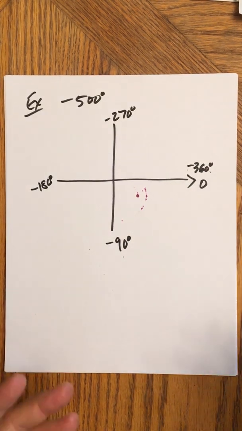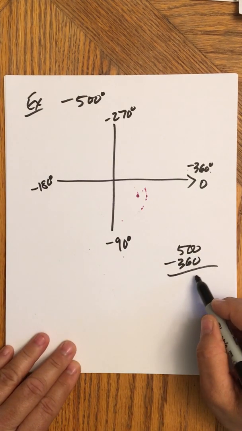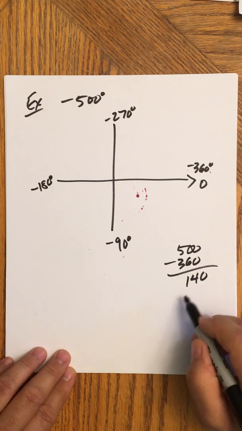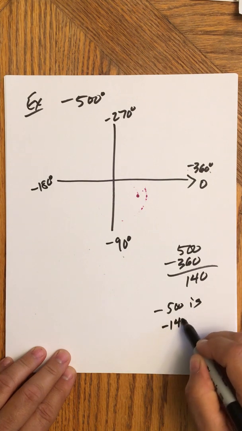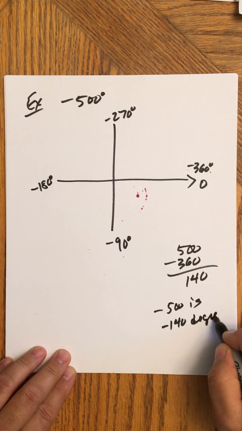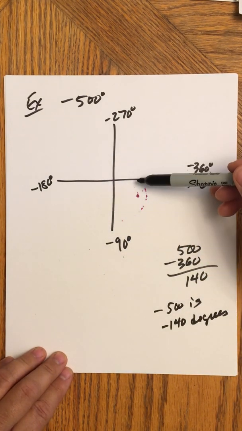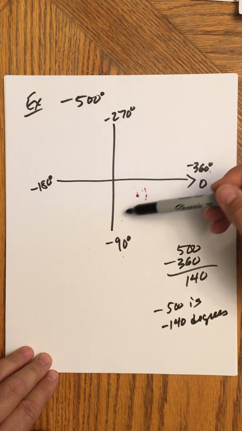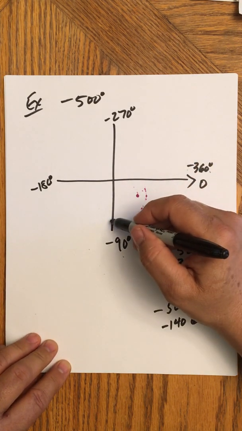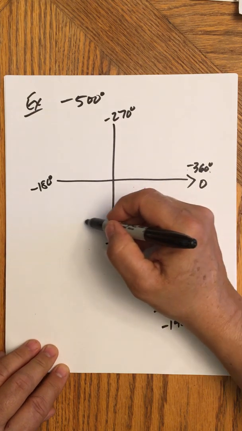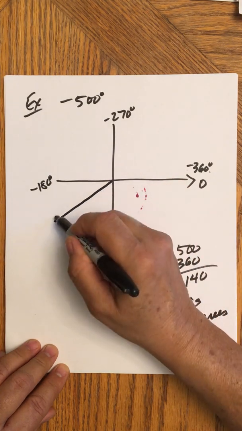You could work with the positives and then know that they're negative. What's 500 minus 360, right? That's going to be 140. So basically, negative 500 is a full revolution plus negative 140 degrees. The only difference is you rotate one full revolution in the negative, and then you keep going another 140 degrees. So you'll go negative 90, and then about another 50 degrees, so a little bit past 45, right in the middle, maybe something like that.